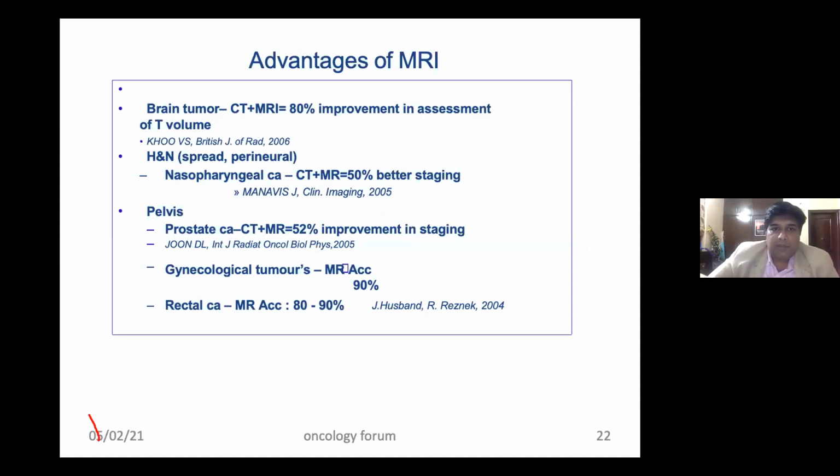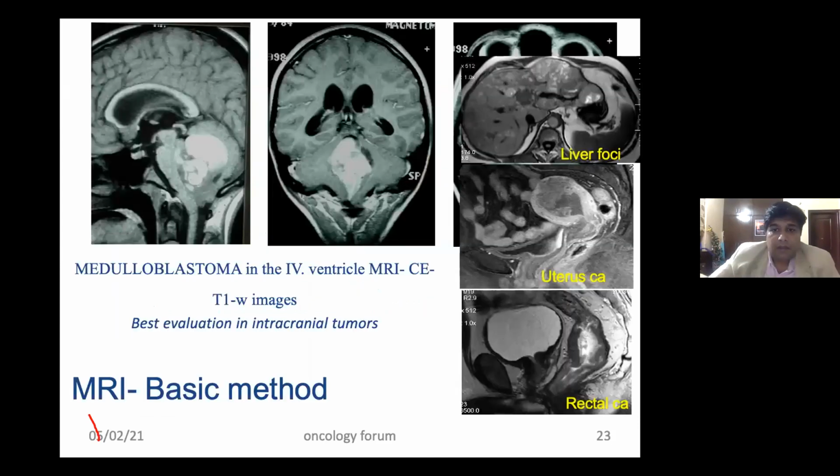A few words about MRI also. For brain tumors and pelvic tumors, MRI has the upper hand over CT scan or PET-CT, and it also tells about operability versus inoperability. For brain, hepatobiliary, gynecological, and rectal tumors, MRI is a must.